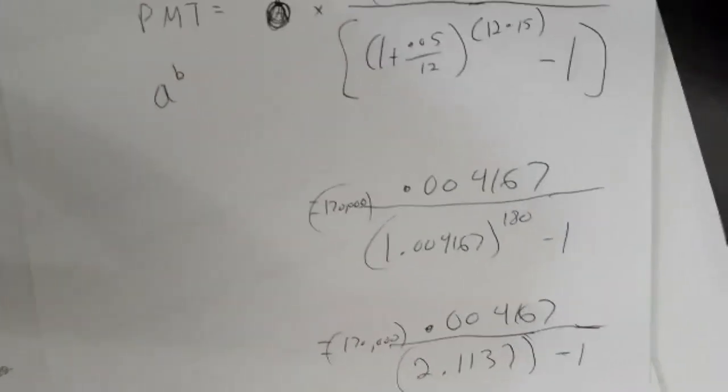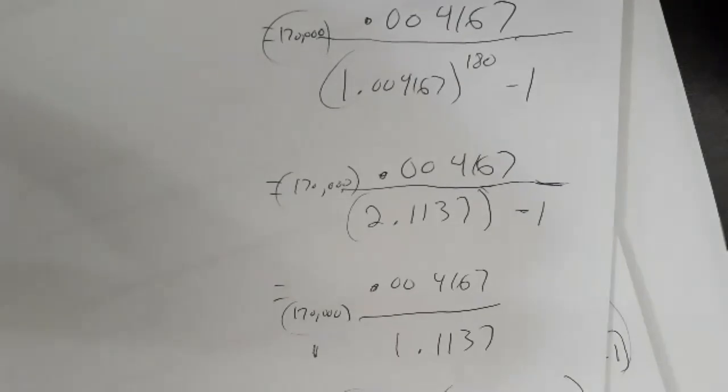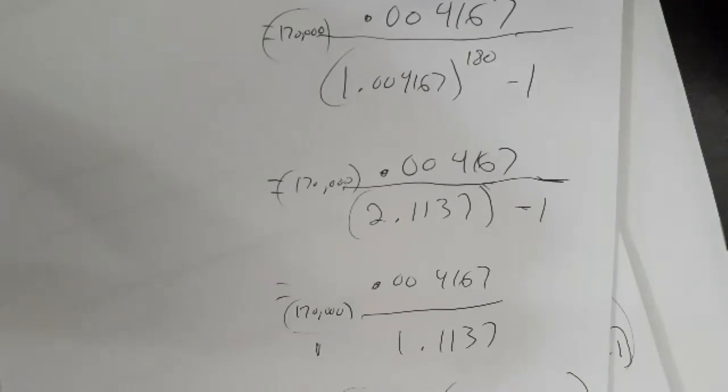Are there any questions about this one? Are you getting those exponents yet? Yeah, I'm stuck on the exponent. How do you calculate this exponent? You have 1.004167, and you have the 180 there. Do you have your calculator with you? Yeah. All right, can you hold it up to the screen? Maybe I can see it. Maybe I can help you.